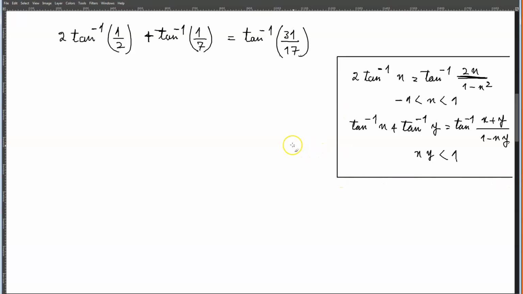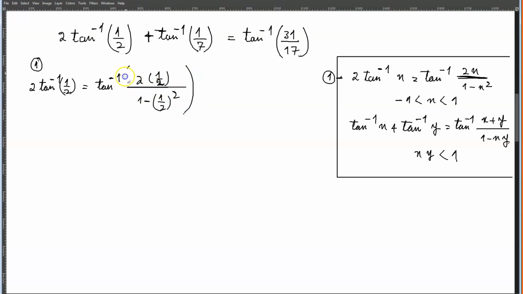Now what you can do is write 2 times tan inverse of 1/2. Based on this formula, call it number 1, you can write it as tan inverse of 2 times x, where 2 times x would be 2 times 1/2, over 1 minus x squared, which is basically 1/2 squared.